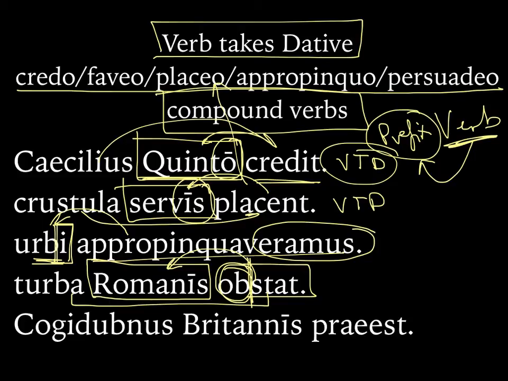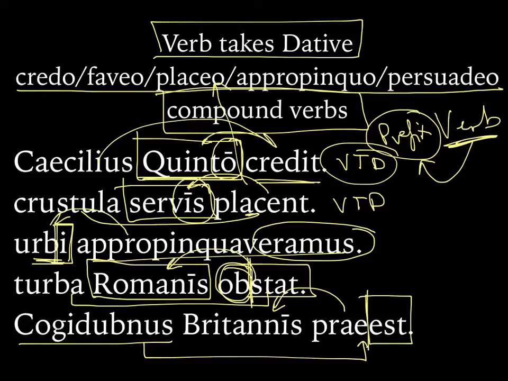And then the other one, Cogidubnus is in charge of the Britons. This is a compound verb. You've got the verb est, that's a very familiar word, and then you've got this prefix on front of it. That makes it a compound, and that's why Britannis there is in the dative case.